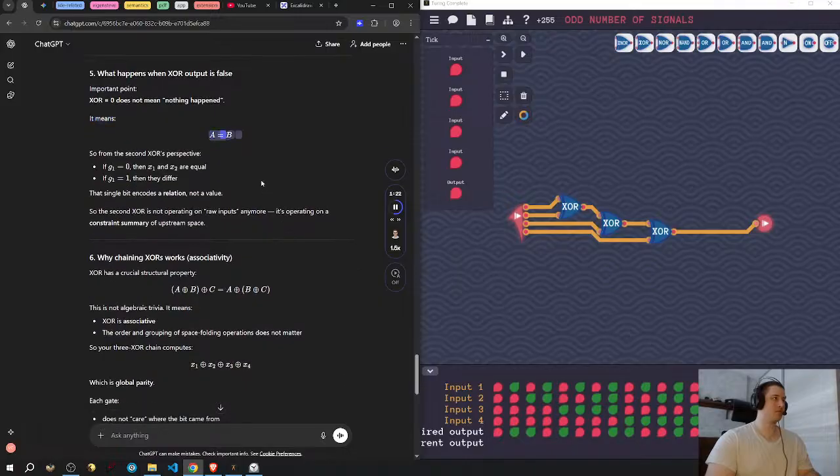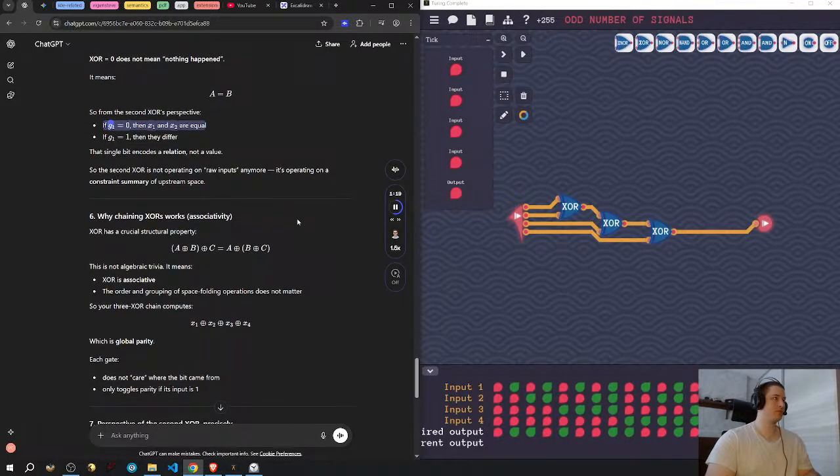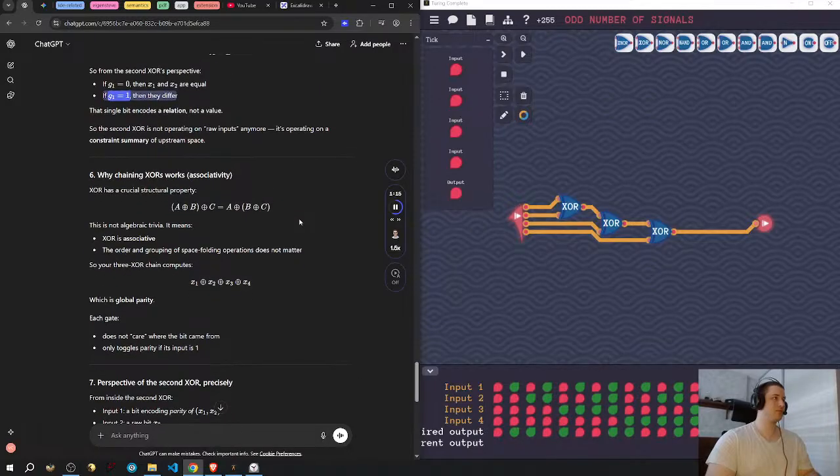It means equal to. So from the second XOR's perspective, if G1 equals 0, then X1 and X2 are equal. If G1 equals 1, then they differ. That single bit encodes a relation, not a value. So the second XOR is not operating on raw inputs anymore, it's operating on a constraint summary of upstream space.